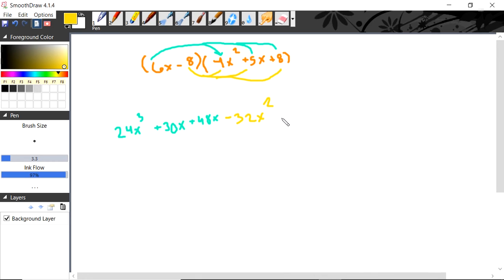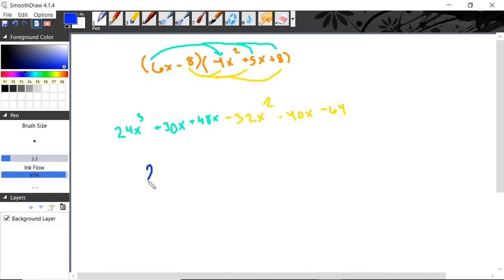Negative 8 times 5x is negative 40x. And the negative 8 times 8 is negative 64. Now, it's super easy to make a mistake with these. Any negative or any number mistake, or just a slight one, will cause you to get the wrong answer. So make sure you're being extra careful with how you're doing these, okay?